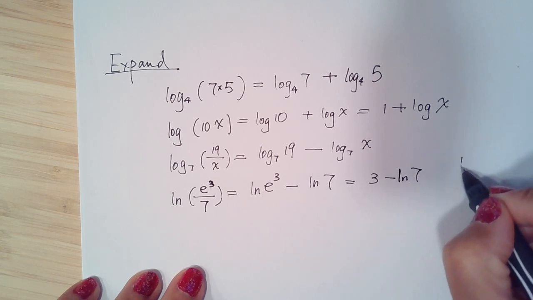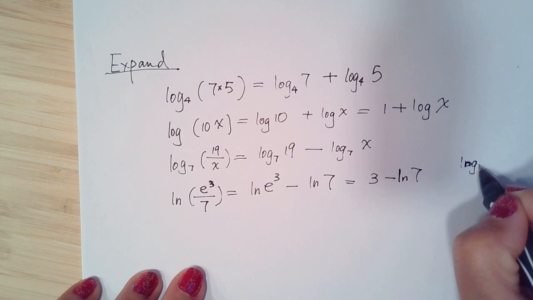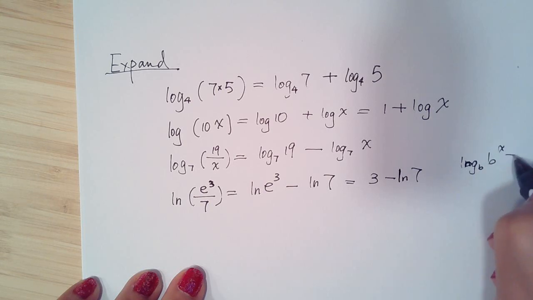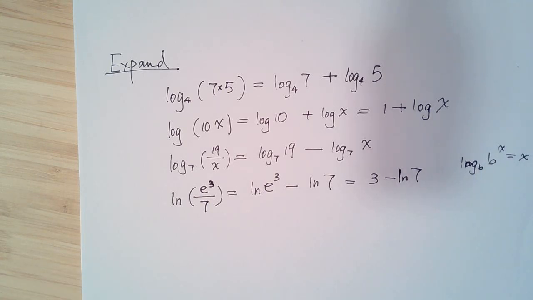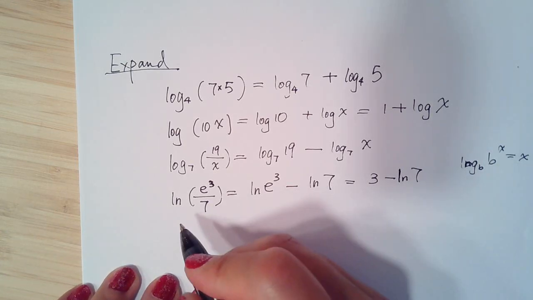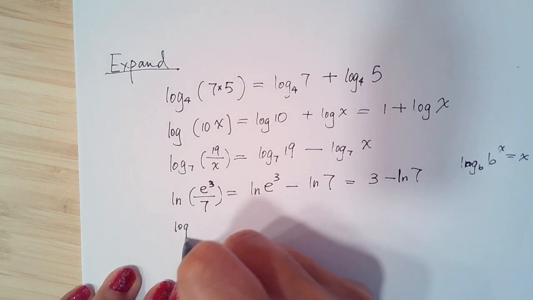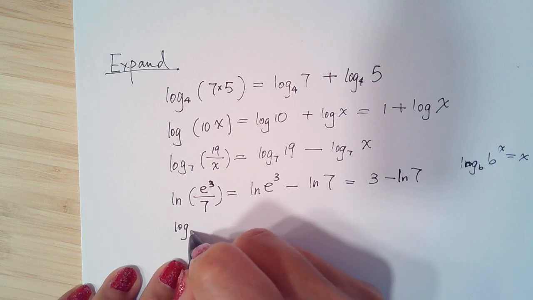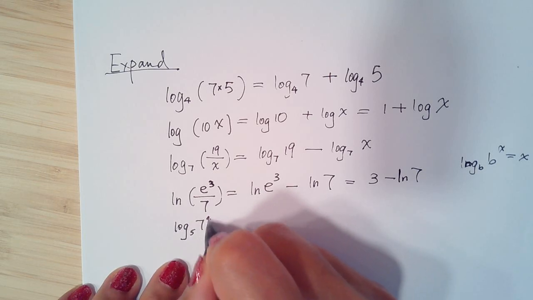Or if you remember, we have this property: b to the log base b of x equals x. Do you remember? Okay, that was the simple property. Okay, next one. Log base 5 of 7 to the 4th.